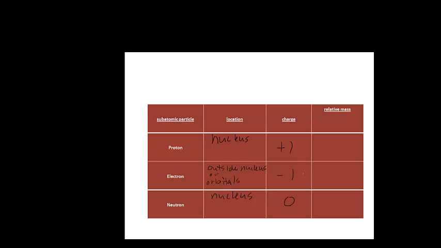And neutrons are neutral. Relative mass. A proton is 1 AMU. A neutron is 1 AMU. And the electron is really, really small. Okay? It is really, really tiny. So small they really don't talk about it. If you want an exact number, it's 1 over 1,840 AMU. But just know it's really small.